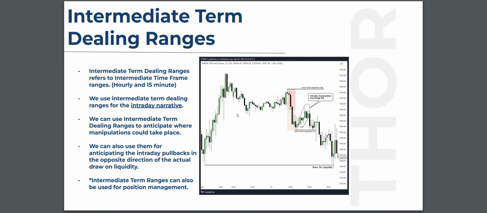So we can use intermediate term dealing ranges to anticipate manipulations. Anticipate where manipulations could take place, right? This information also can be used where the Judas swings at New York Open could be. So in this case, this could be the Judas swing at New York Open, right? You can use that information. You can have that information down with intermediate term dealing ranges as well, just by looking at the intermediate time frame right before New York Open.